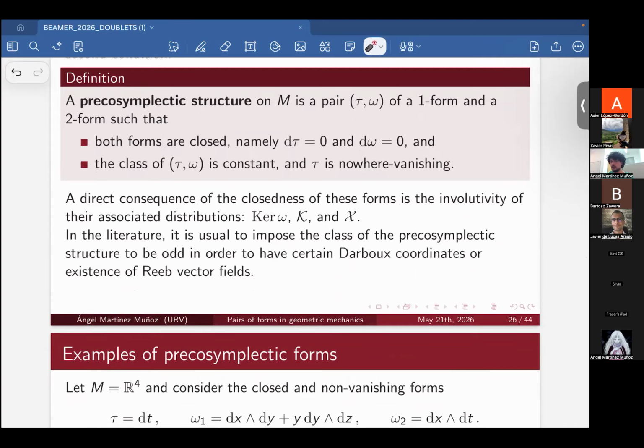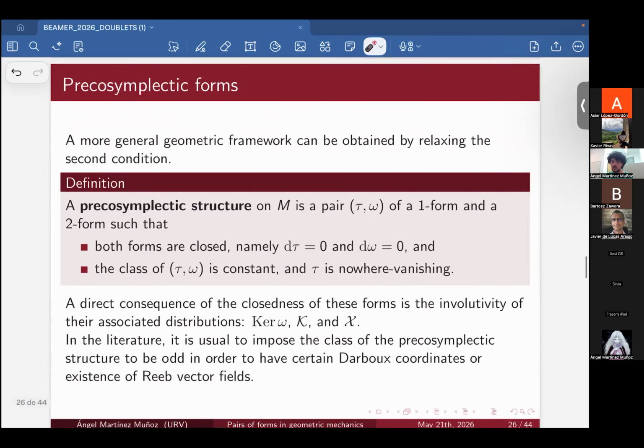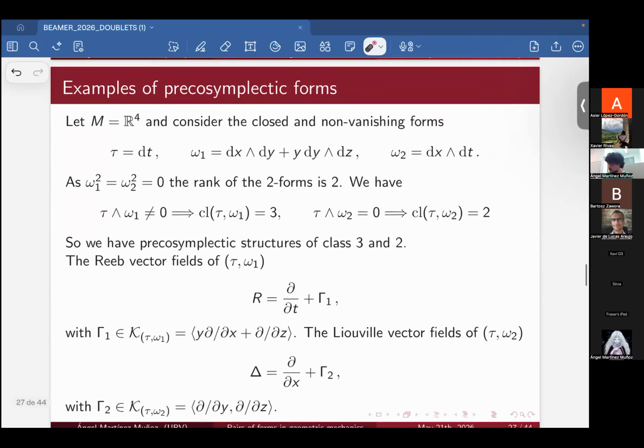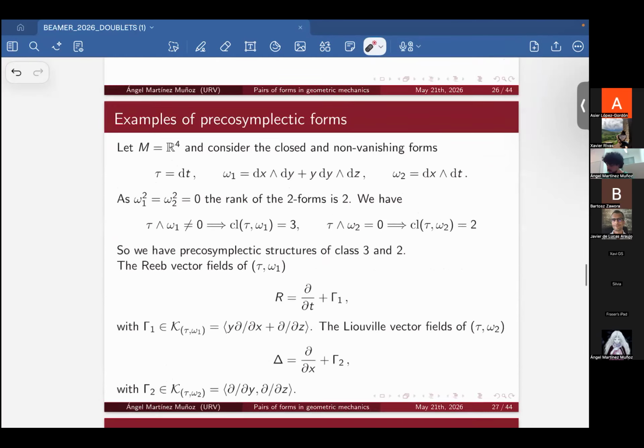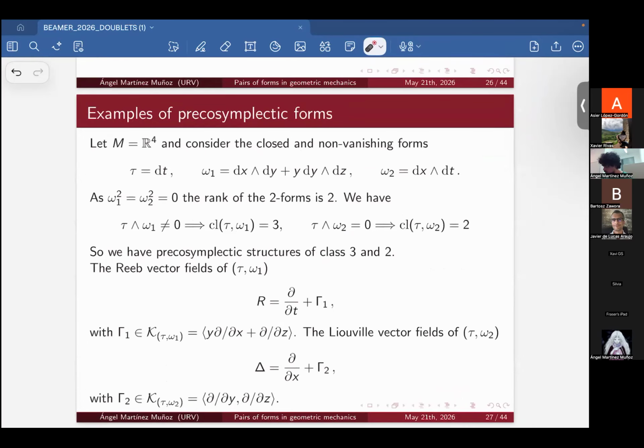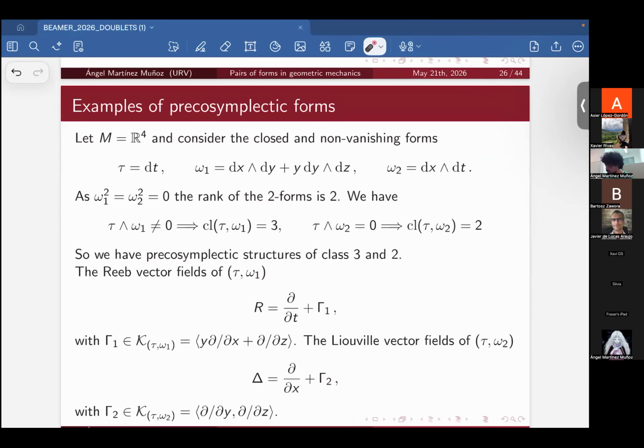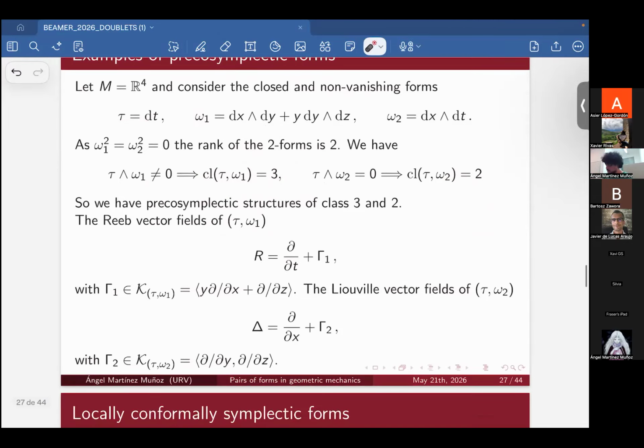You can also work with the even case, just taking into account that now instead of this Reeb vector field, you have this Liouville vector field, right? And here I've written a few examples of precosymplectic forms. So if you're in R4, then you can consider this one form and these two forms, and you can check easily that the class of tau, omega 1 is 3, and the class of tau, omega 2 is 2. So these would be examples of precosymplectic structures of odd and even class.